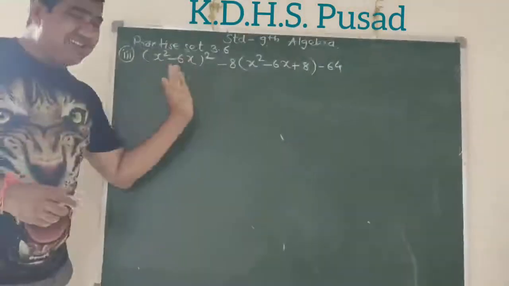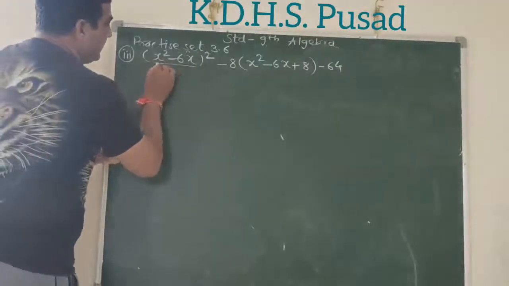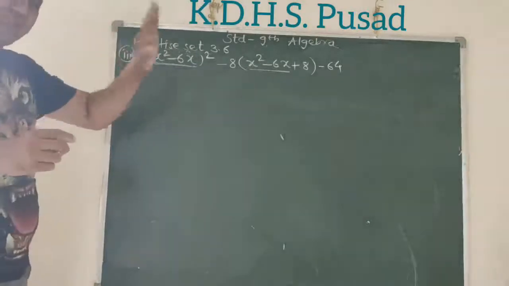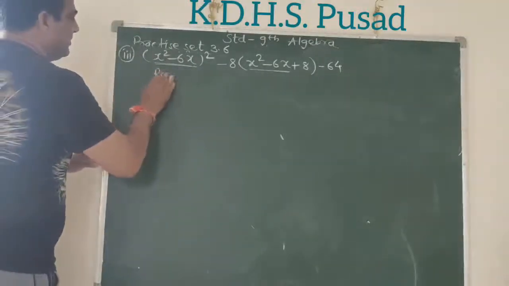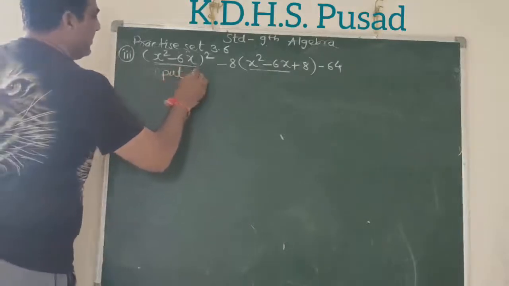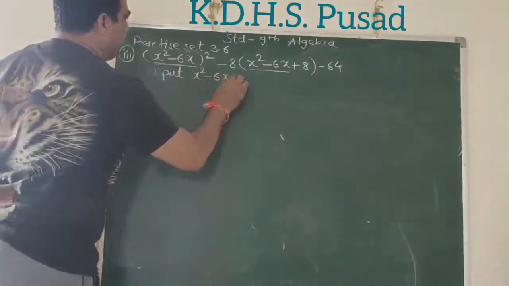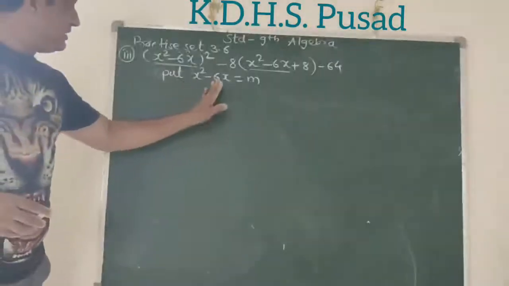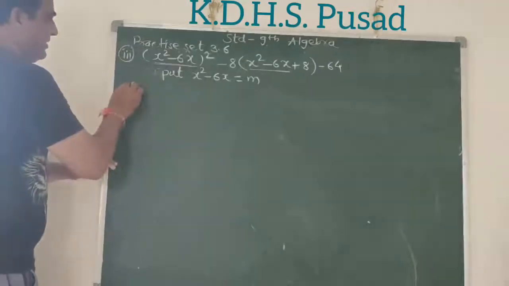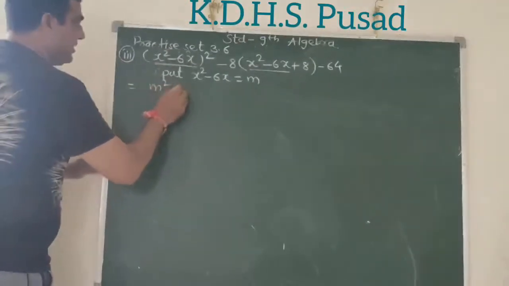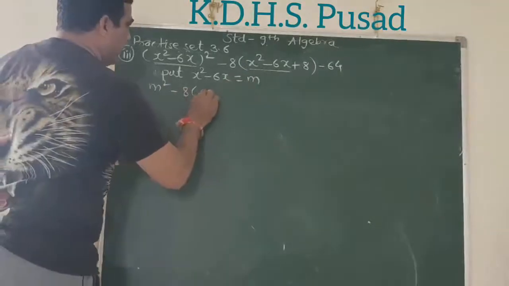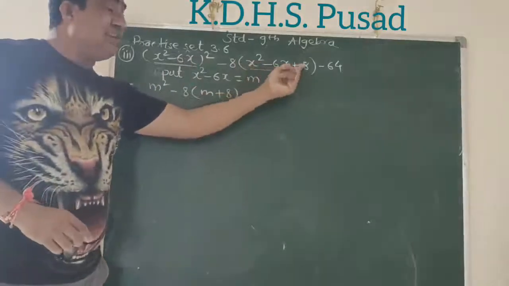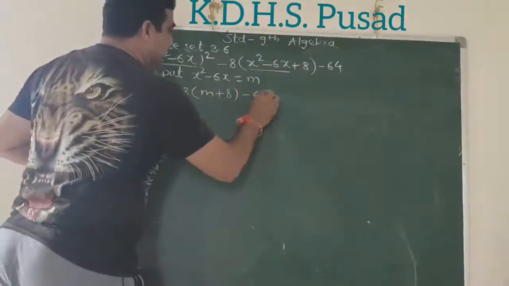First of all, check what is common. This portion is the same, so replace it. This very same portion, replace it. Put x square minus 6x equal to m. Okay. You can use any variable other than this x. So here it is m square minus 8, now this portion is m, and this remaining is m plus 8. Only this portion is m, so the remaining stays as it is, and then minus 64.